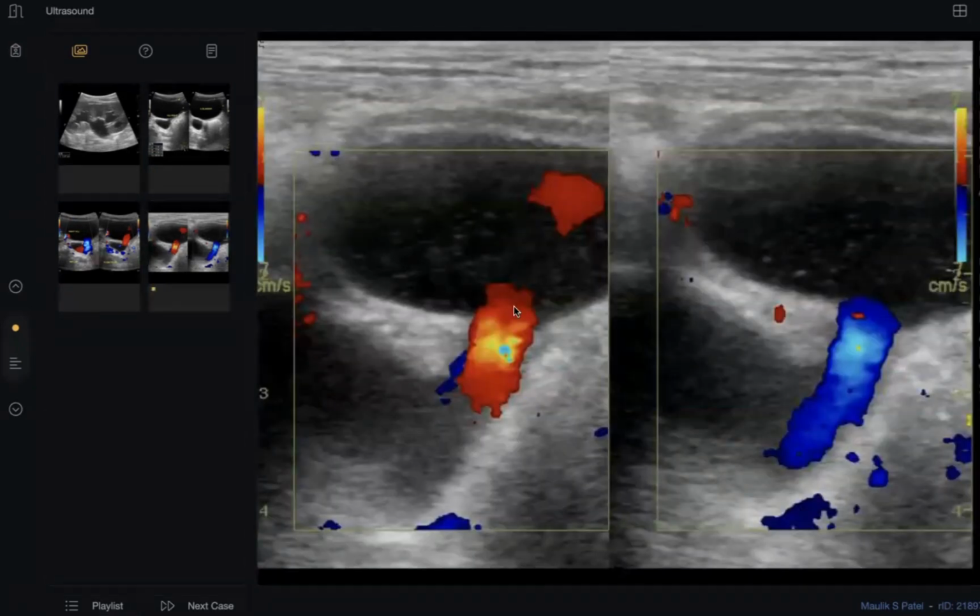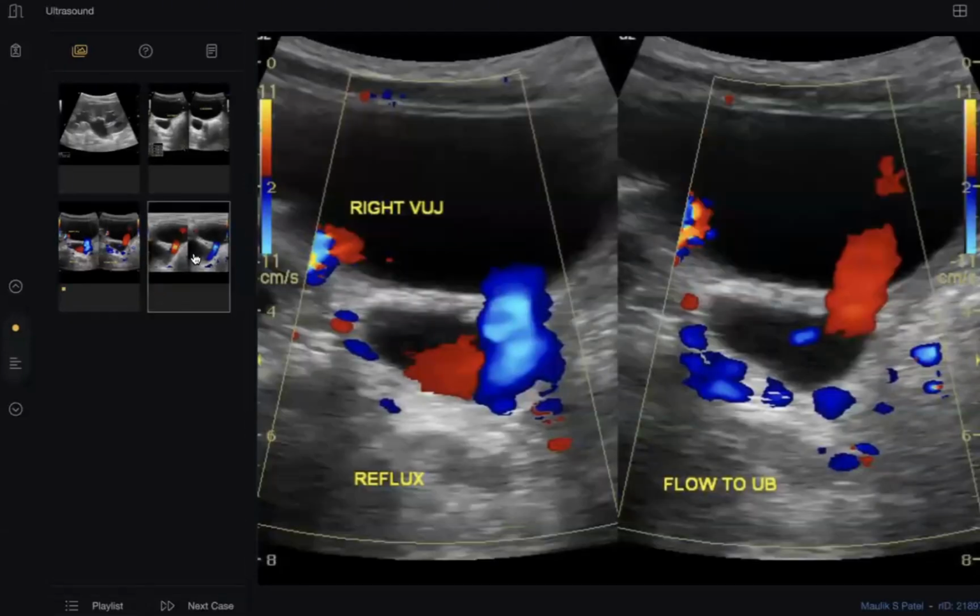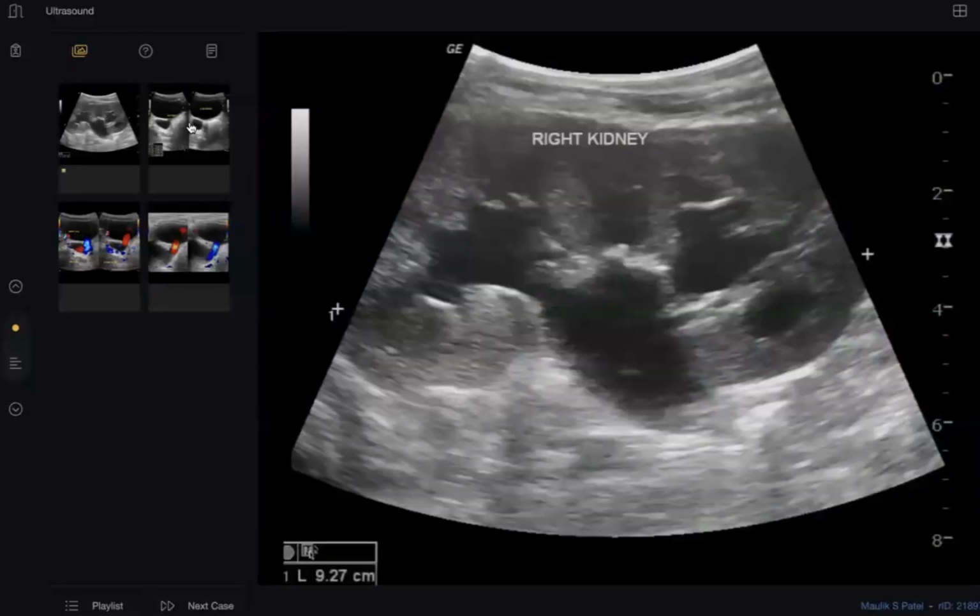Tell me. Okay. So I can see that the right kidney is enlarged with hydroureteronephrosis, and the distal right ureter is also seen dilated with reflux of urine. Excellent. So I'm suspecting that this might be reflux nephropathy. Excellent. I would like to check the left kidney also.